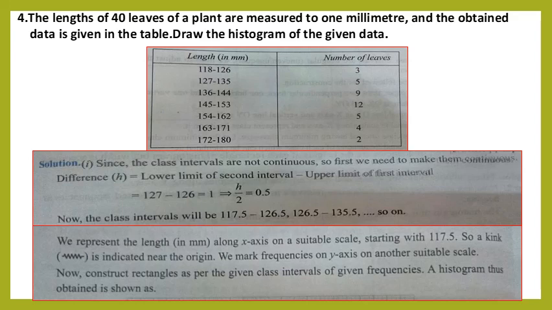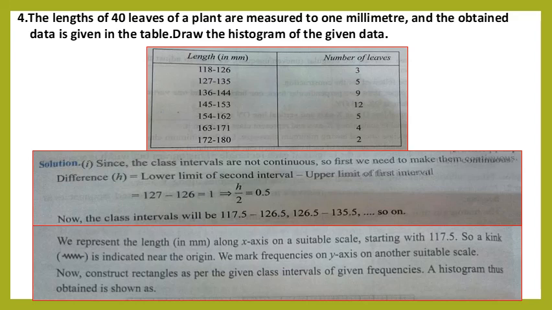So the first class interval is 117.5 to 126.5. Similarly, in the second class interval, 0.5 is subtracted from the lower limit 127, so we get 126.5. Then add 0.5 to the upper limit 135, we get 135.5. So the second class interval is 126.5 to 135.5 and so on. Now we get modified class intervals. Then we get a modified tabular column in the given slide.